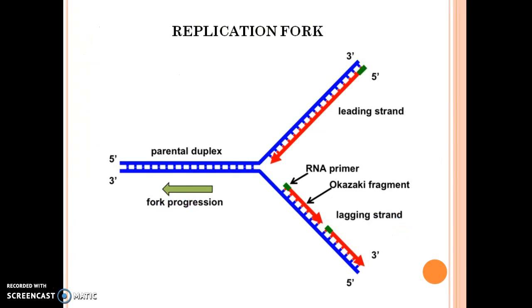Now, this is another image of the replication fork. You can see the leading strand we just talked about. It is going towards the replication fork, while the lagging strand is moving away from the replication fork. So several lagging strands give rise to fragments which are known as Okazaki fragments. You can see that the particular DNA has been unwound at a particular distance, forming the replication fork.